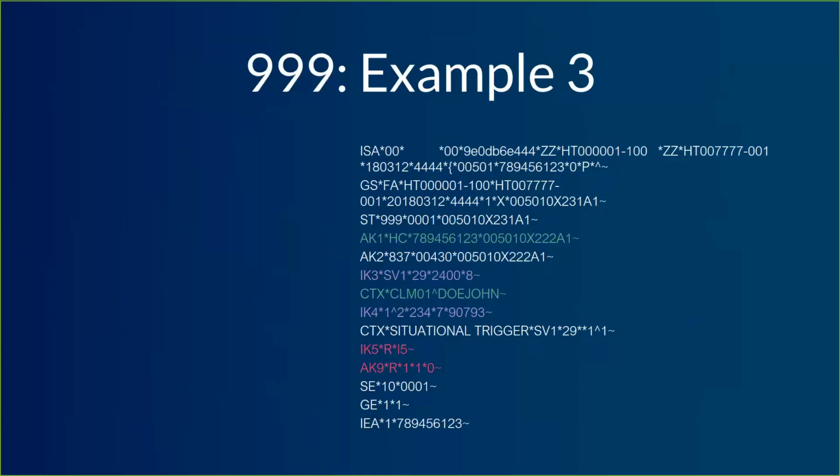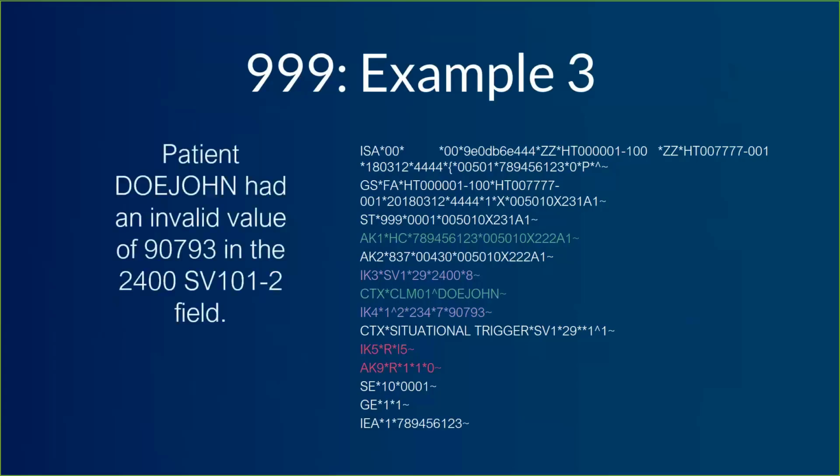And then we have some information from the IK3 and IK4 that indicate 2400 loop, SV1, and if you look at the IK401, I threw you guys a curveball. It's the SV101 subposition 2, because remember SV101 caret or dash, another number, would indicate a subposition. And then the invalid value was 90793. So just summarizing it all, patient Dojon had an invalid value of 90793 in the 2400 SV101-2 field.